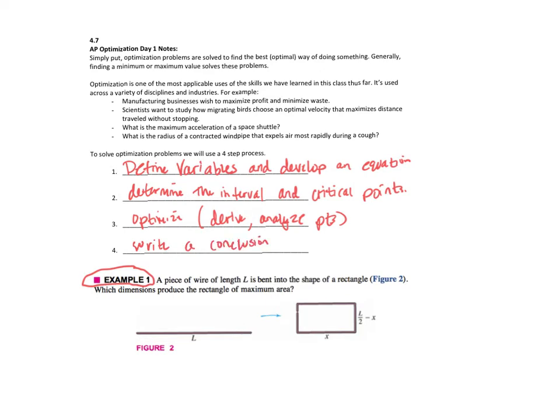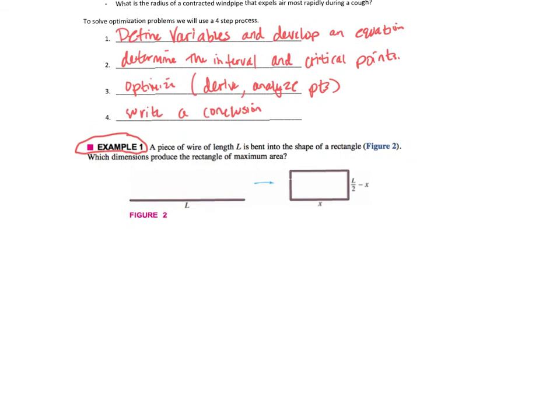Okay, so we're going to start with a simple example here, example 1 from the textbook, and then I'm going to jump around in these notes for the video and just do a couple of key problems, and then once we're in class we'll go through more of them together. Okay, so a piece of wire, length L, is bent into the shape of a rectangle. Which dimensions produce the rectangle of maximum area? So sometimes diagrams are given to us and fully labeled, and sometimes the word problem would be more informative and we would have to come up with these diagrams.